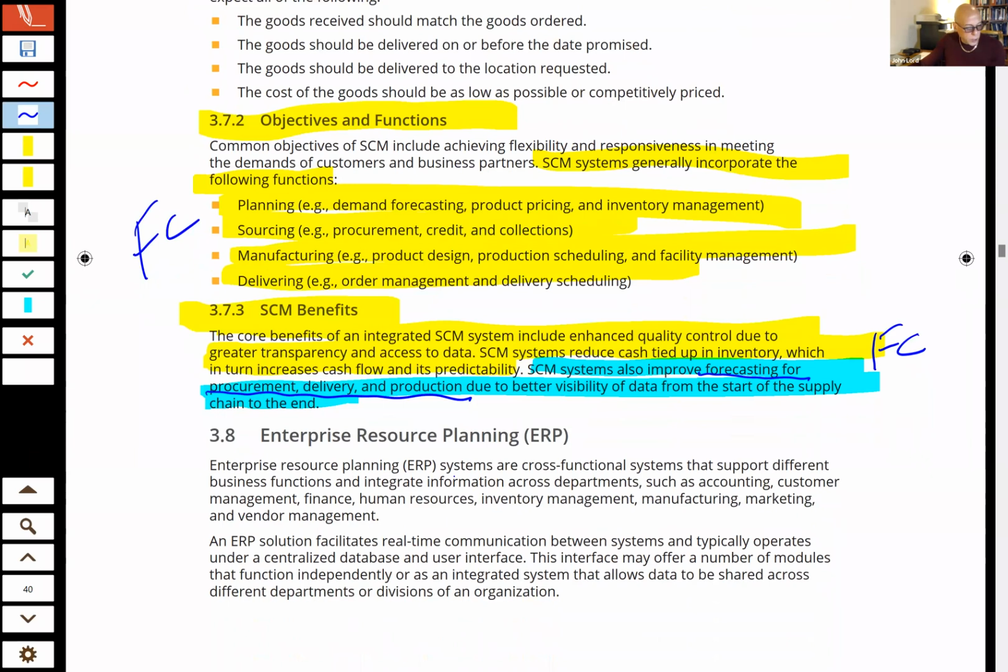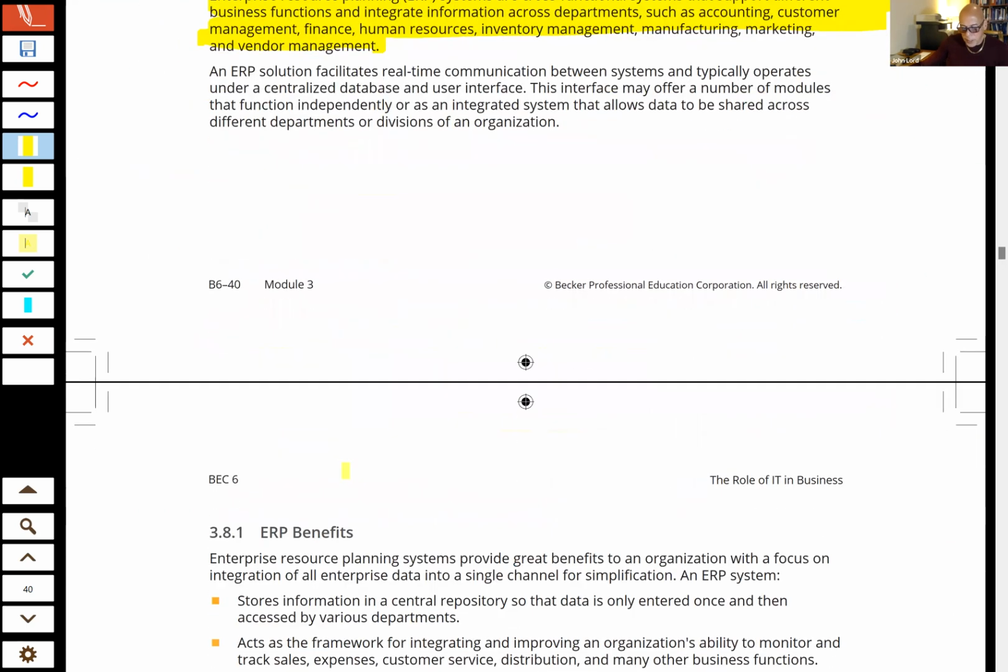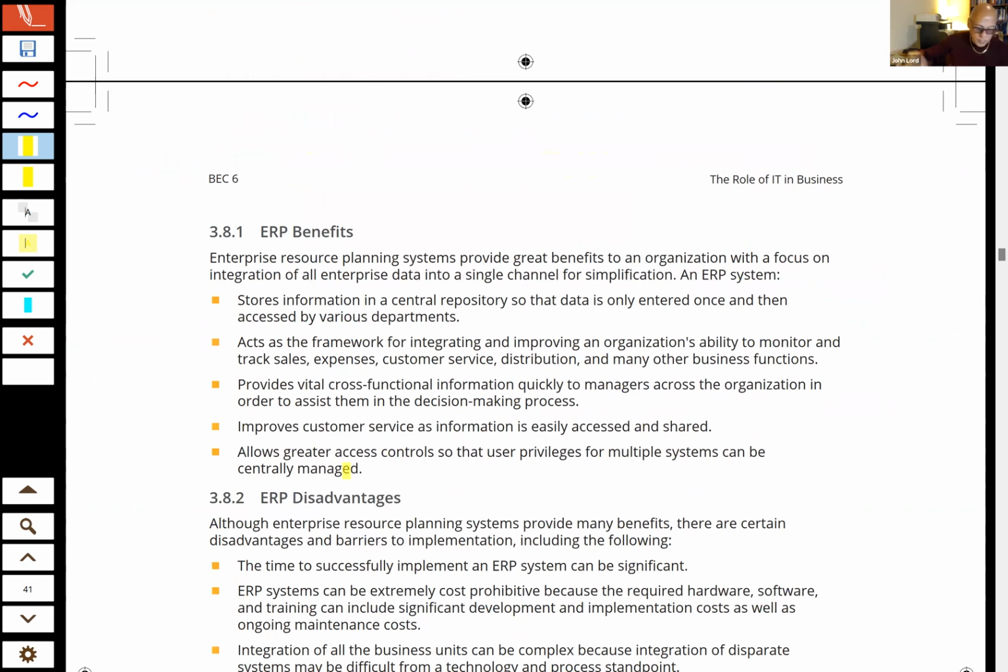Okay, good. Let's take a look at the next page. Not quite the next page yet, but let's look at the next thing here, which is enterprise resource planning. They are cross-functional systems that support different business functions and integrate information across departments, accounting, customer management, all of these different things that we've been talking about. So obviously, it's going to be a much more holistic view of the organization. So let's come over, and on the next page, they start to talk about some of the benefits.